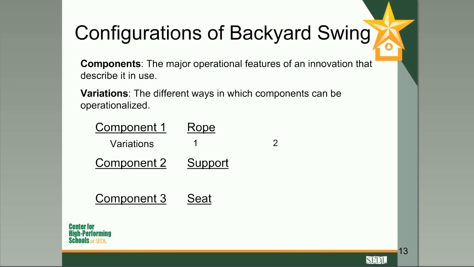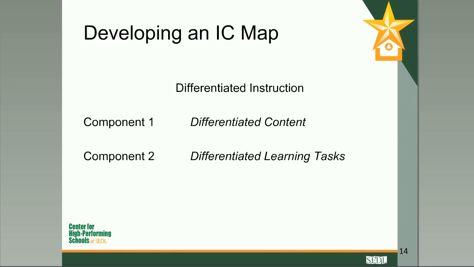The variations of the rope are 1 rope, 2 ropes, or 3 ropes. The variations for the support are 1 branch, 2 branches, or a trunk. And for the seat, the variations are a tire, a plank, or 3 planks. There's really only one set of variations that best describe the original objective for the backyard swing, and that is 1 rope on 1 branch with a tire as the seat.